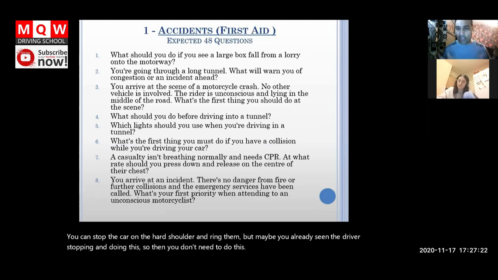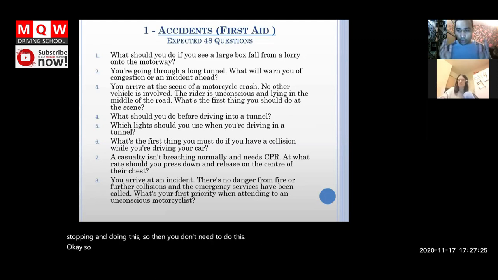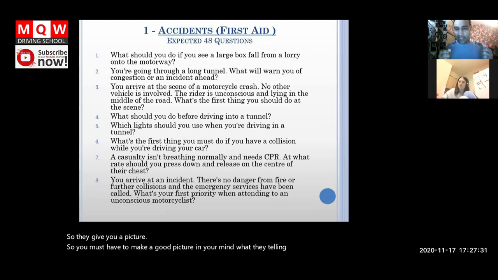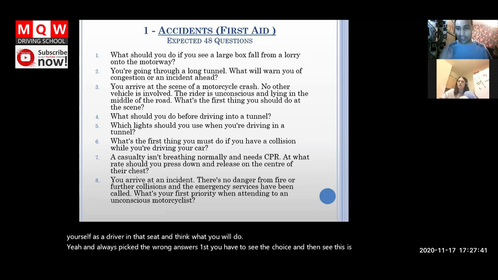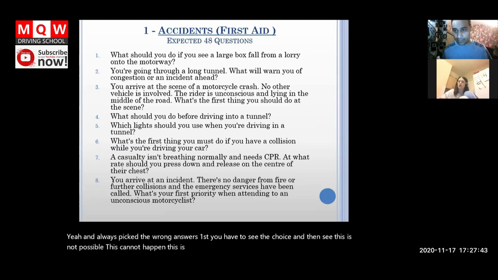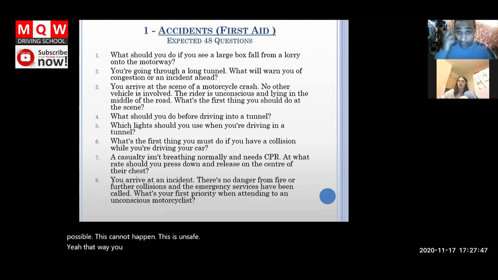Right. Okay? So they give you like a picture. So you must make a good picture in your mind of what they're telling you, then see yourself as a driver in that seat and think what you will do. And always pick out the wrong answers first. You have to see the choice and then see this is not possible. This cannot happen. This is unsafe. That way it will be very easy for you.